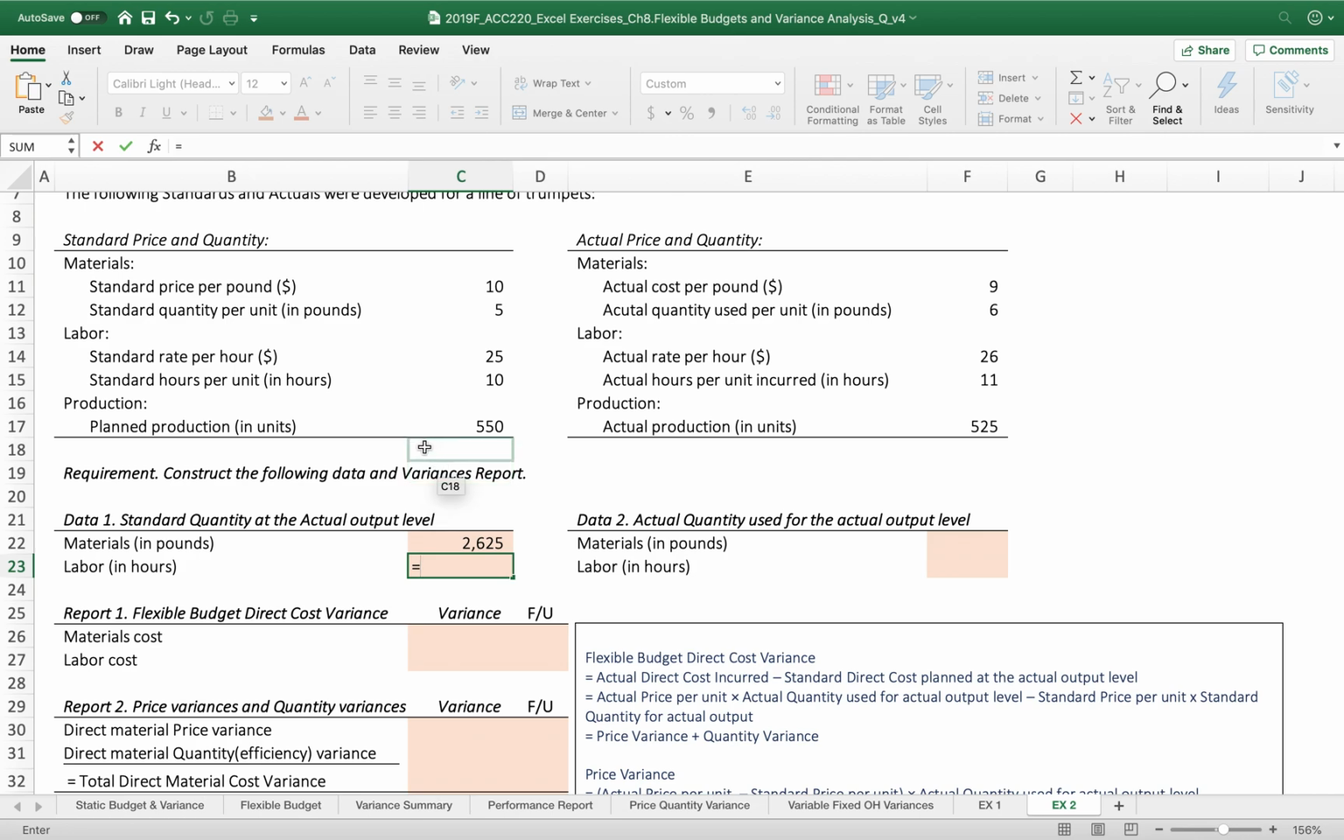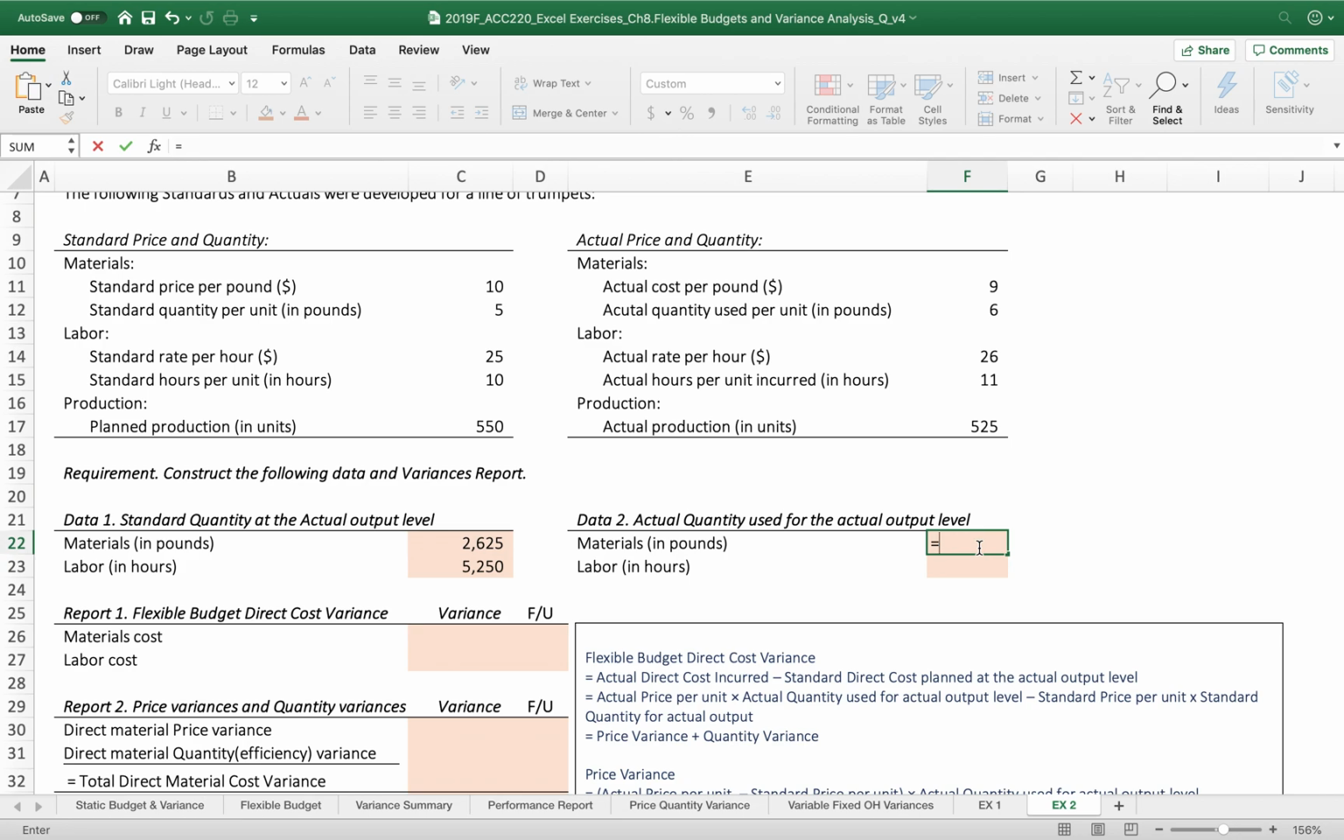Right, labor information in terms of quantity. This is the rate, right? This one, and then the 10 times 525 actual outputs. That is the amount, right? And the standard quantity is 5,250 hours and 2,625 pounds. Okay, let's move on to the actual quantity calculation process.